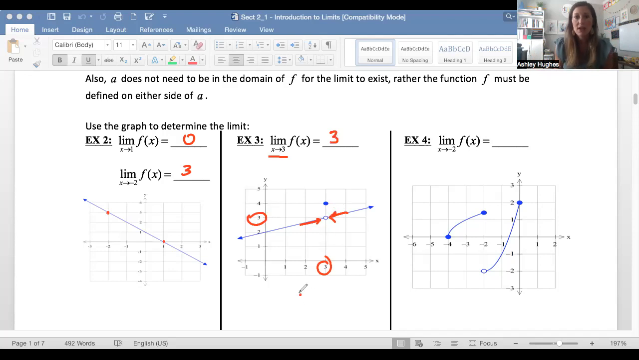That's not the function value. If I asked you what is f of 3, you would say 4. But the limit, like what it's approaching, what you guess it would be if you didn't see what else was going on, would be 3, because that's where this line is headed.